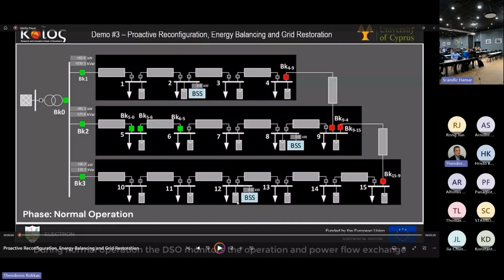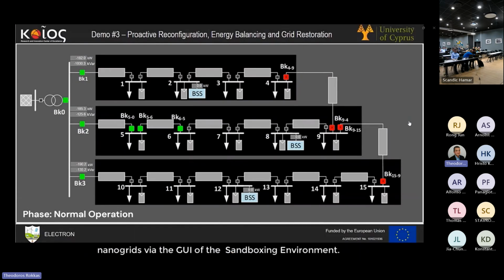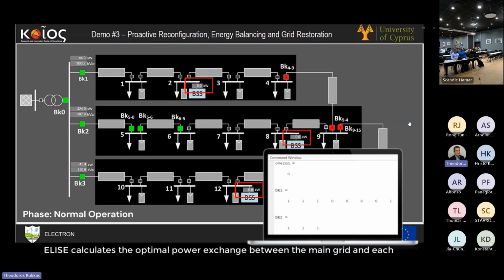So as you can all see in this slide, normal operation, the DSO monitors the operation and power flow exchange between the main power grid and the 3 grid-connected nanogrids through the use of the graphical user interface of the sandboxing environment. Then, ELIS calculates the optimal power exchange between the main grid and each of the nanogrids and sends the optimal set points for controlling the battery storage systems, charge or discharge state, to the sandboxing environment.